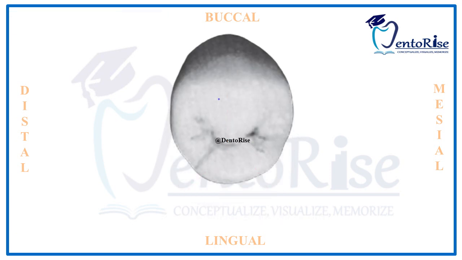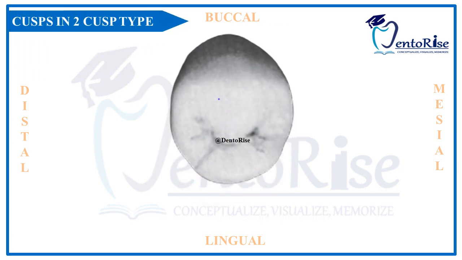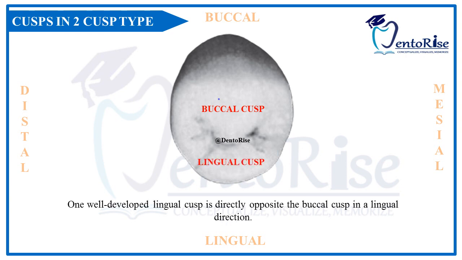If we talk about the cusps in a two-cusp type of tooth, then one cusp is present buccally, which is called as the buccal cusp, and one cusp is present lingually, which is called as the lingual cusp. Lingual cusp is present directly opposite to that of the buccal cusp.